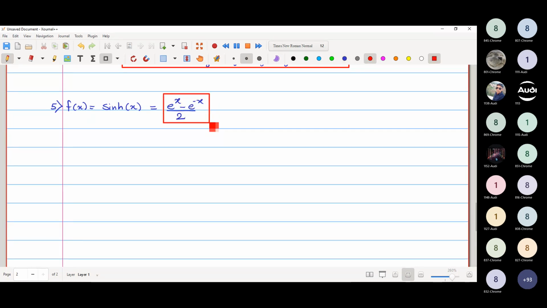What is that thing? e raised to x minus e raised to minus x by 2. This is the definition of hyperbolic function. Now again, if you want to find the expansion of this, f of x is equal to sin hx. Can anyone tell me what f of 0 will be? Will it be 1, half, or 0?